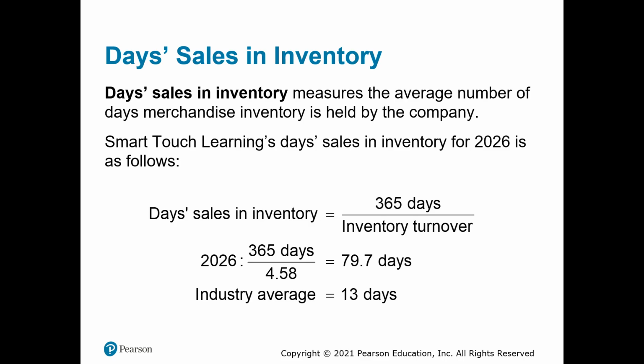And you can even go down further and look at it. This is how long it takes to sell any one piece of inventory after we put it on the shelves. So for us, we have 365 days divided by our 4.58 turns. That comes out to 79.7, almost 80 days. If we take this down to the most micro of levels, once we have a product that we are ready to sell, it's taking us about 80 days to sell that product. Everybody else in our industry is selling in about 13 days.